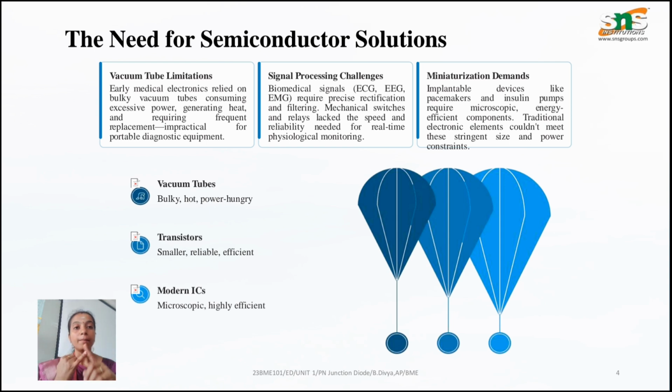Here we can see how vacuum tubes, transistors, and modern ICs have developed. Vacuum tubes were bulky, hot, and power hungry; transistors are smaller, reliable and efficient; modern ICs are microscopic and highly efficient. This shows how it worked in the early stage and how it is transitioning in the near future.